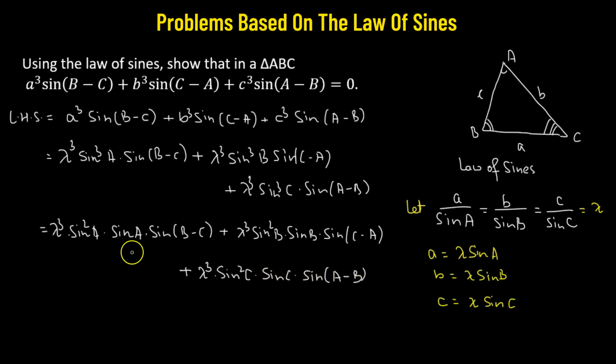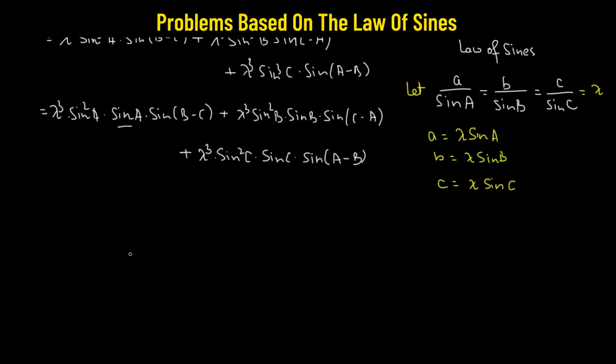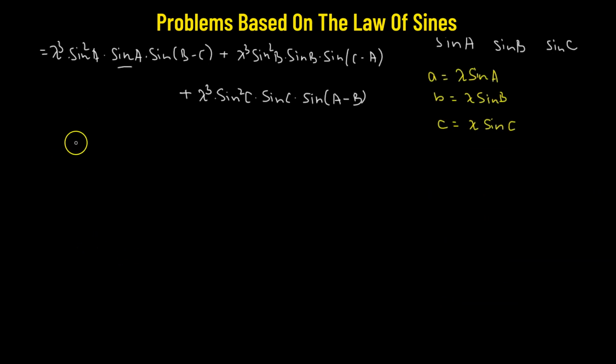Now, the reason why we broke down sine cubed A as sine squared A times sine A is that we can use the fact that in any triangle, the sum of the interior angles, A plus B plus C, sums up to pi radians.